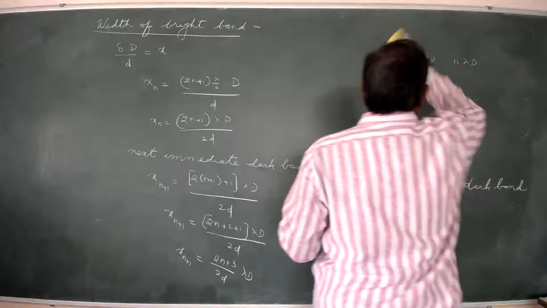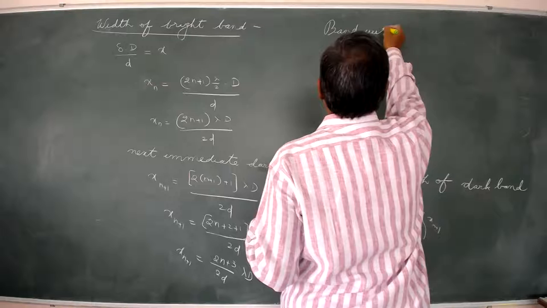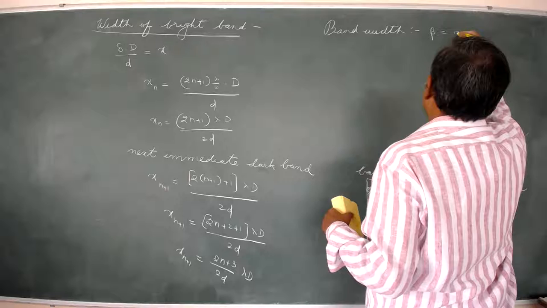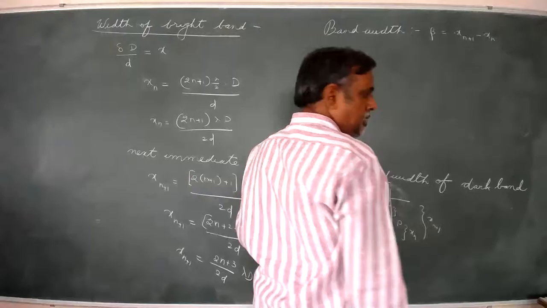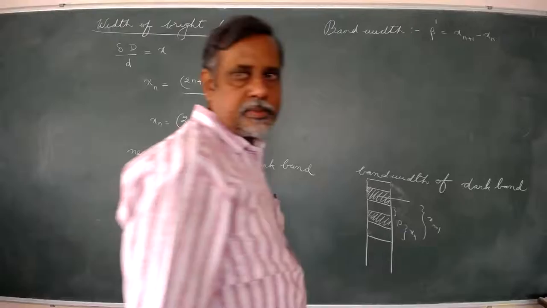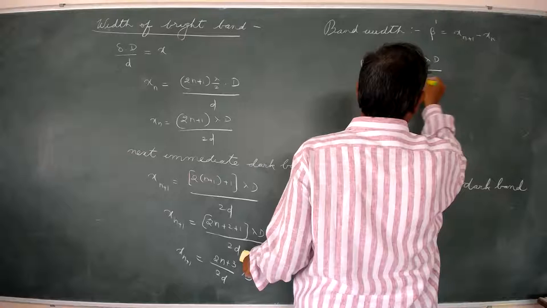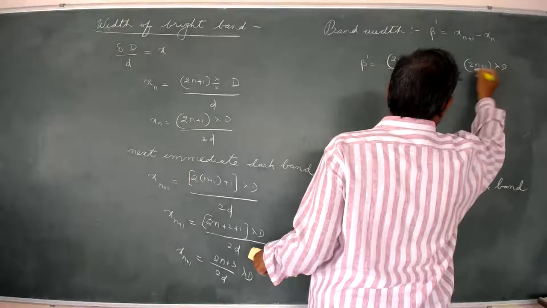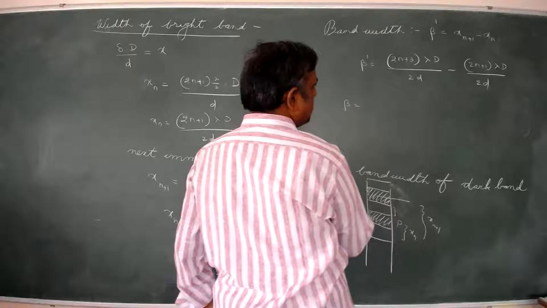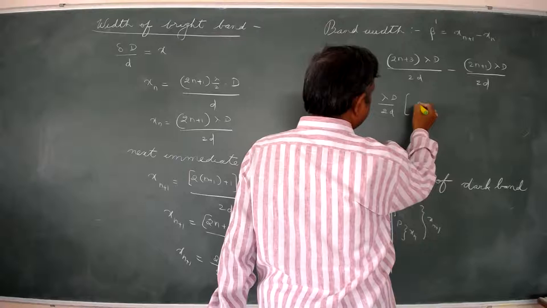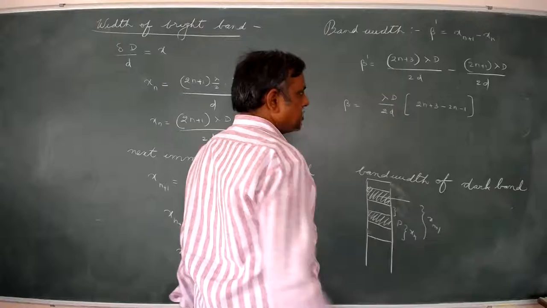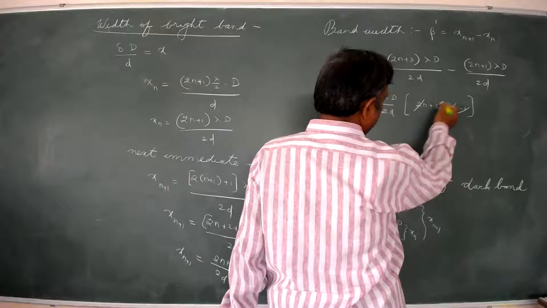Now bandwidth. This will be the bandwidth for the bright band. Beta already we have used for the previous case, so beta dash is Xn plus 1 minus Xn. So beta dash is equal to 2n plus 3 into lambda capital D by 2d minus 2n plus 1 into lambda capital D by 2d. If you simplify this, lambda capital D by 2d times 2n plus 3 minus 2n minus 1. 2n, 2n will get cancelled out. 3 minus 1 is 2. Therefore beta dash is equal to lambda capital D by d.